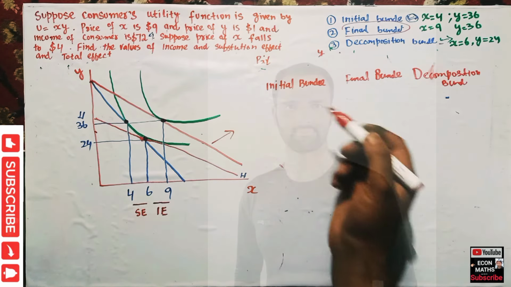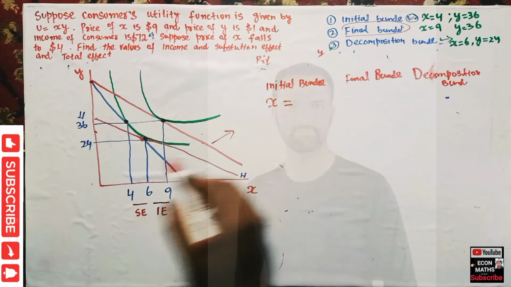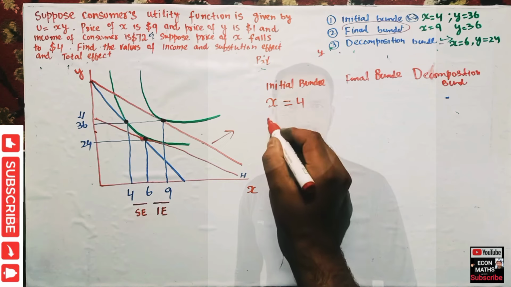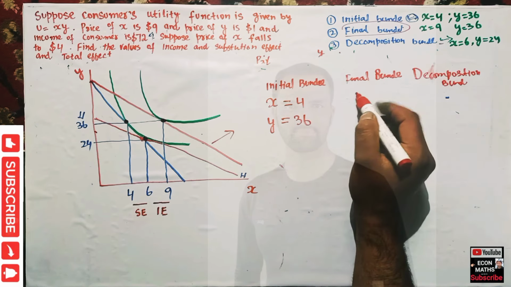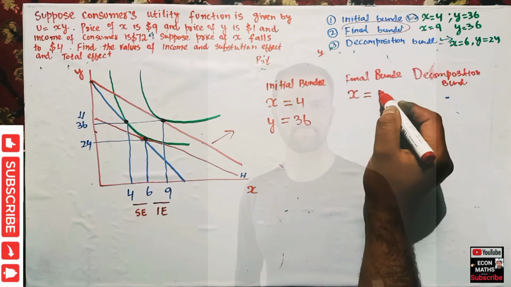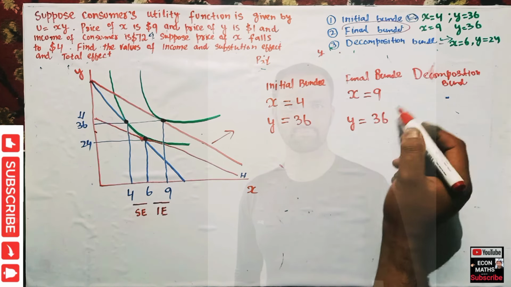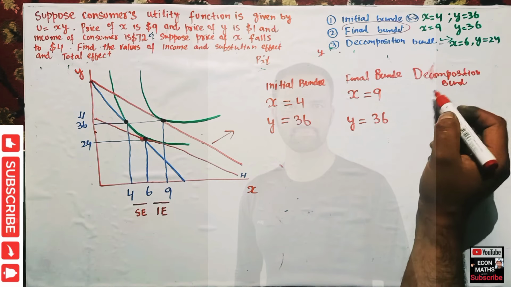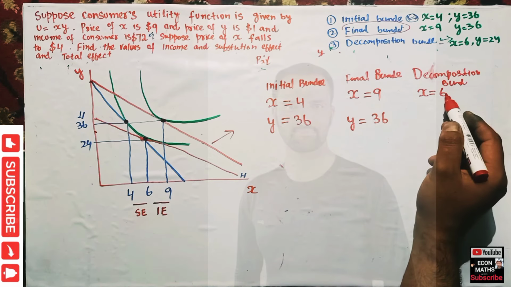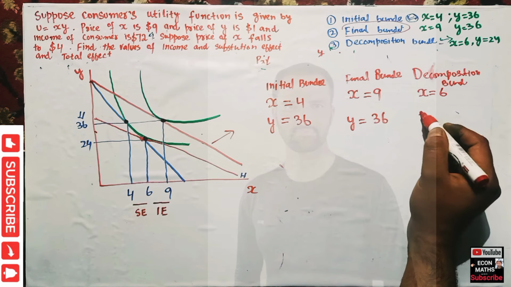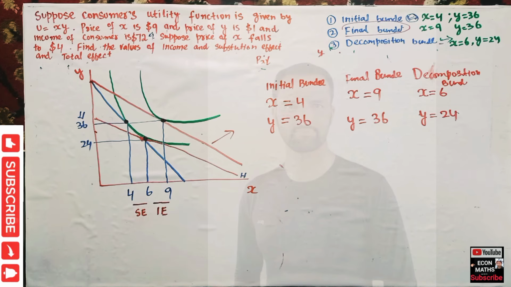Initially the consumer was having x equal to 4 and y equal to 36. Finally the consumer was getting 9 units of good X and the same 36 units of good Y. In the decomposition bundle, the consumer was having 6 units of good X and 24 units of good Y. This is our final touch to this question.